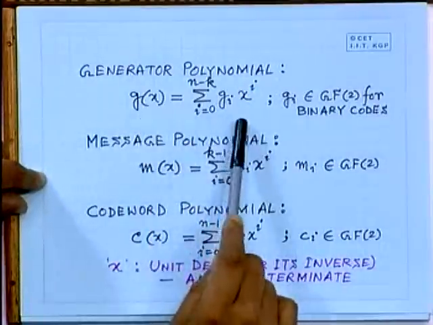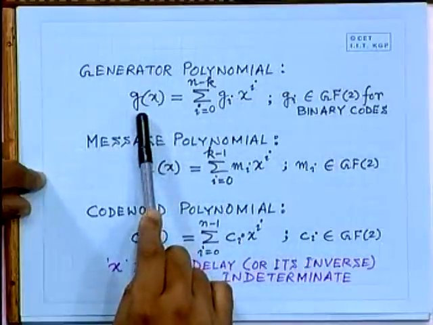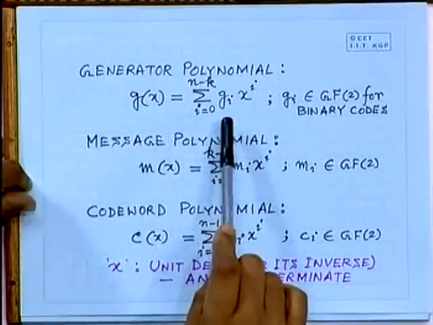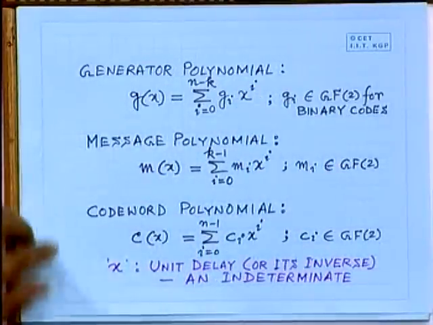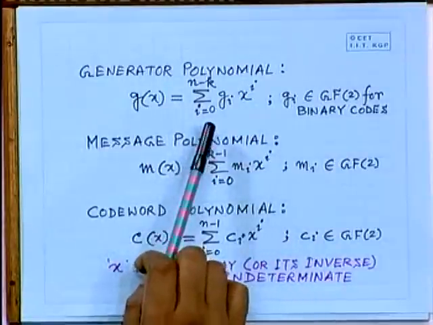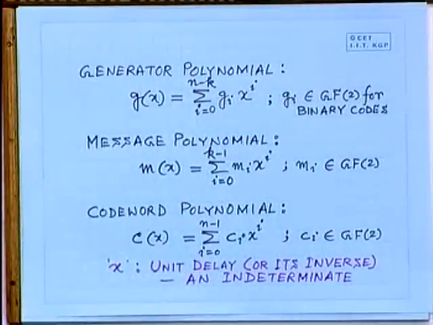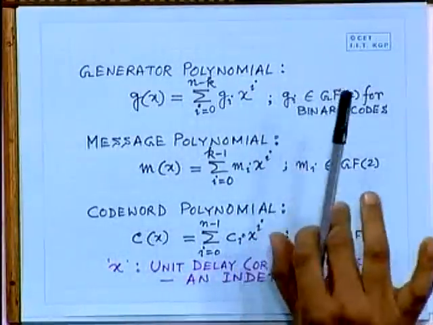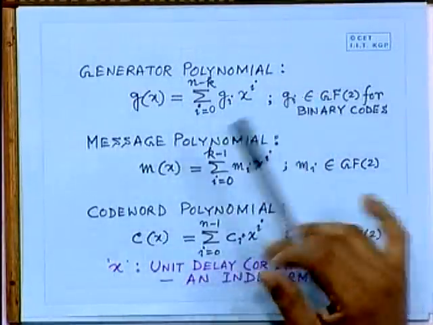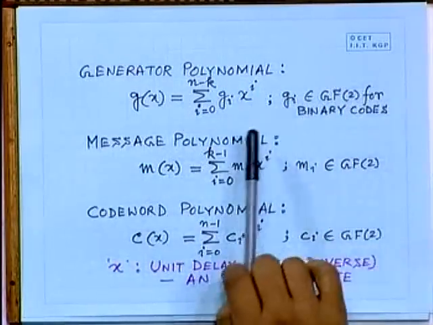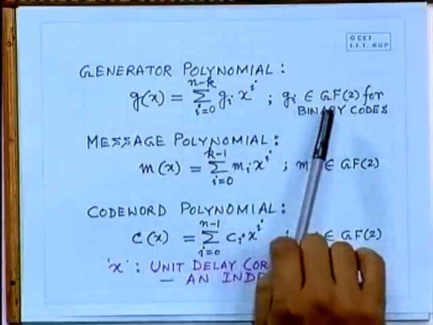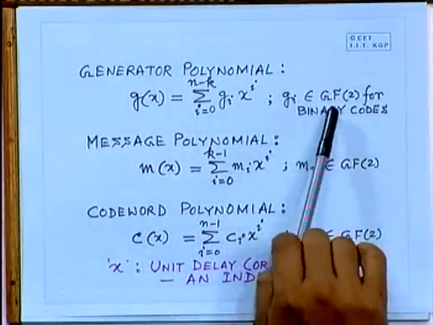I am writing a general expression for the generator polynomial g(x), one popular notation, which is the summation of g_i x to the power i, with i varying from 0 to n minus k. So the degree of this generator polynomial is n minus k. I hope you remember what n and k are. Again for simplicity, we are considering only binary codes, and in that case these coefficients g_i are either 0 or 1 in the Galois field with two elements.